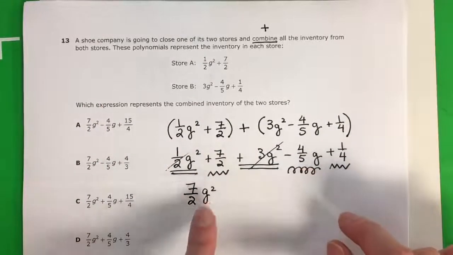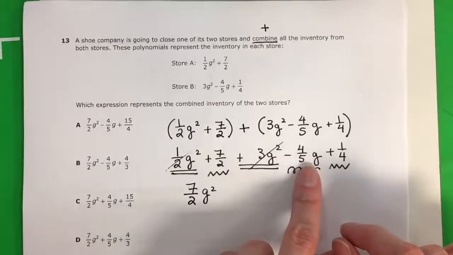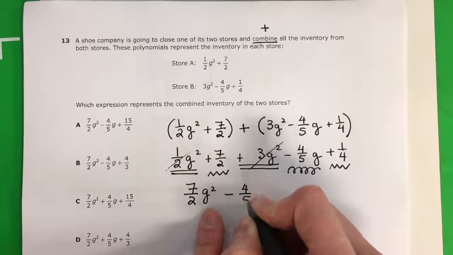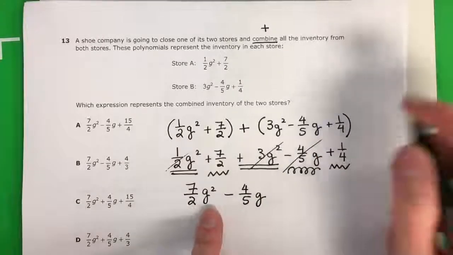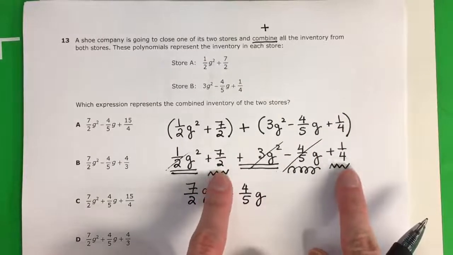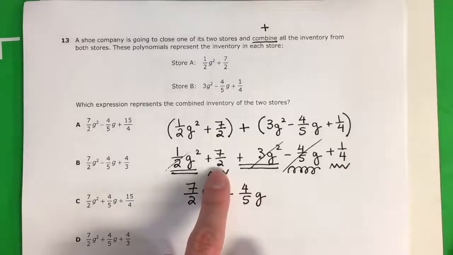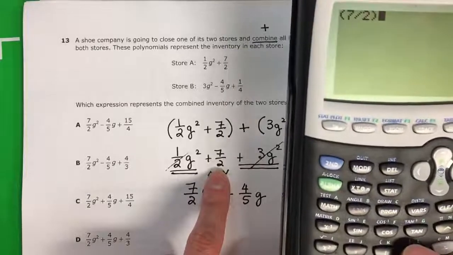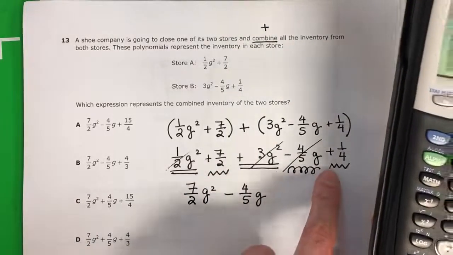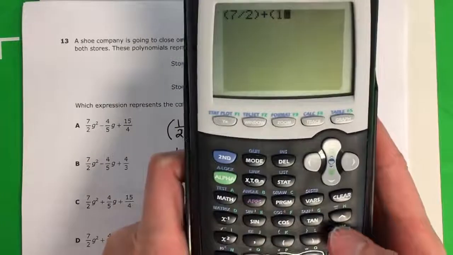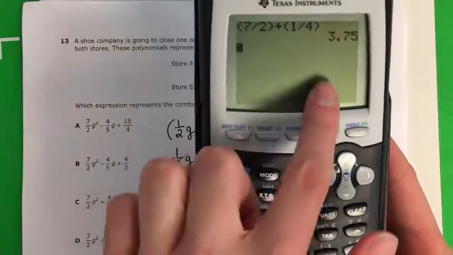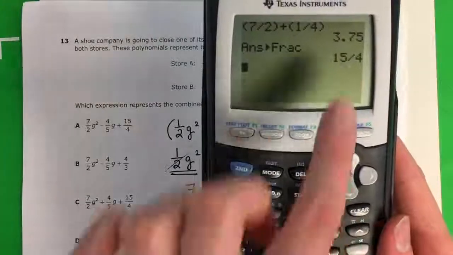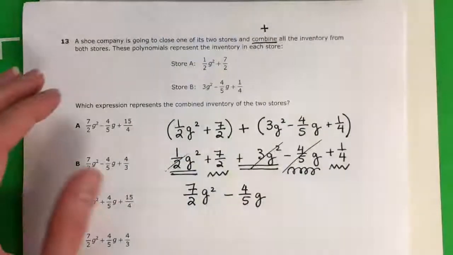Now, I'm going to do the letter with no variable. This is the only one, so I'm going to go ahead and copy it. It's the only one, no partner. Now these have no variable, no letter. I'm going to put these together in the calculator. So 7/2, so parenthesis 7 divided by 2 parenthesis plus 1/4 plus parenthesis 1 divided by 4 parenthesis. And we're going to change it to a fraction. So math 1, enter, and I get positive 15/4.